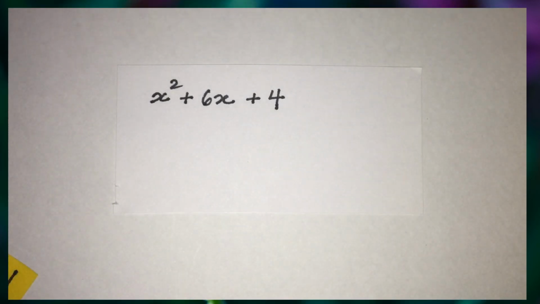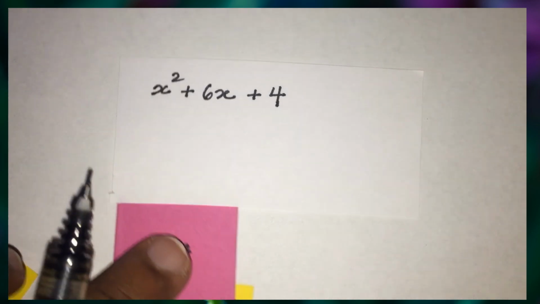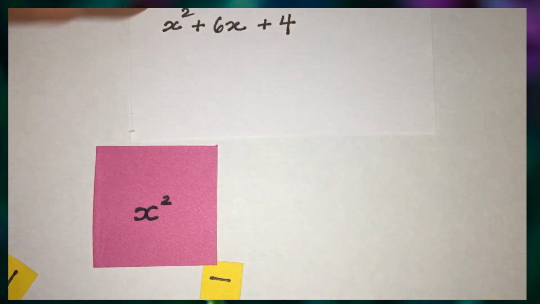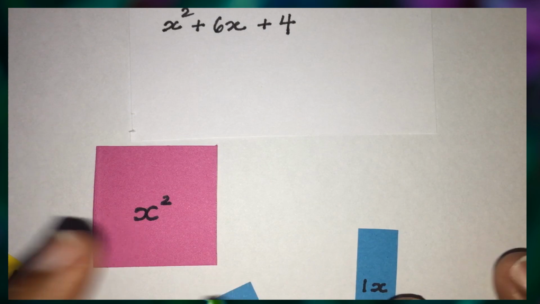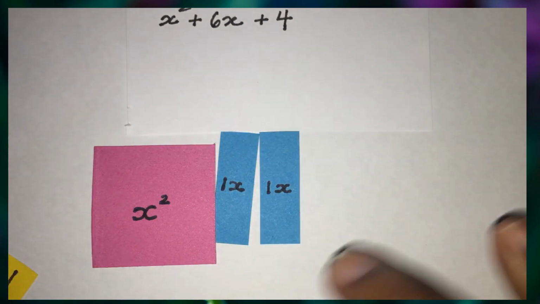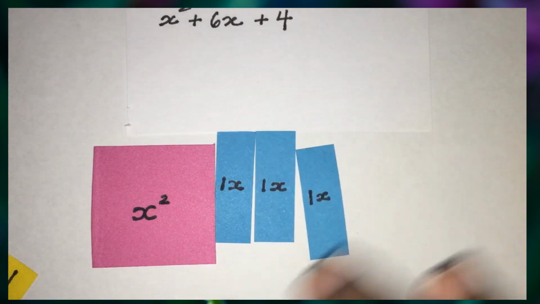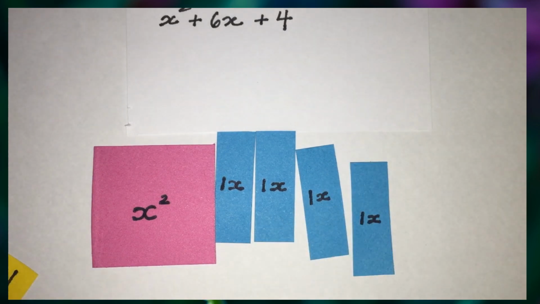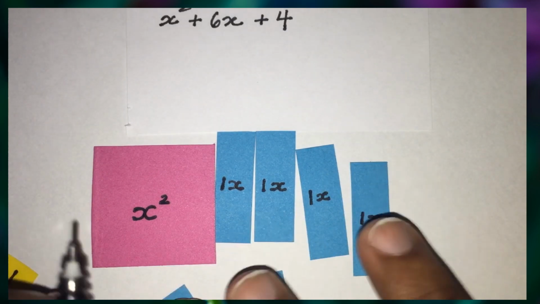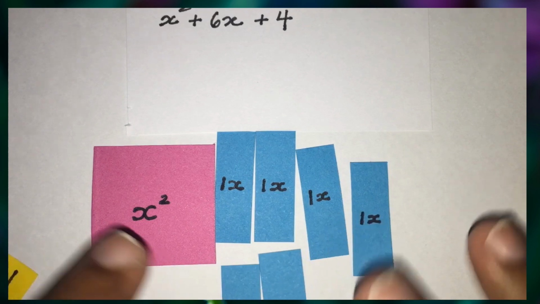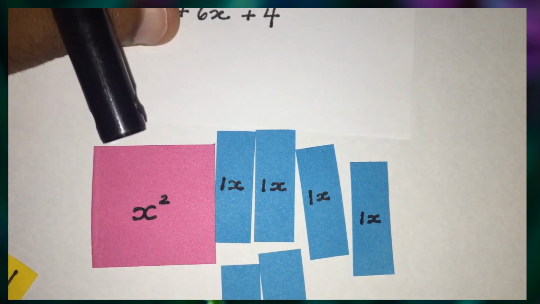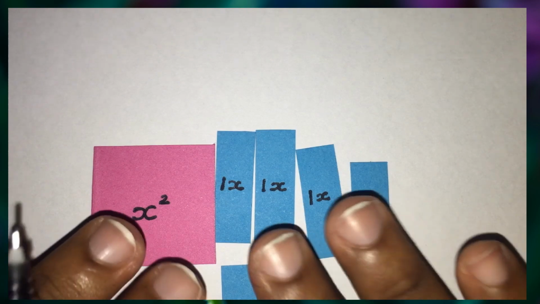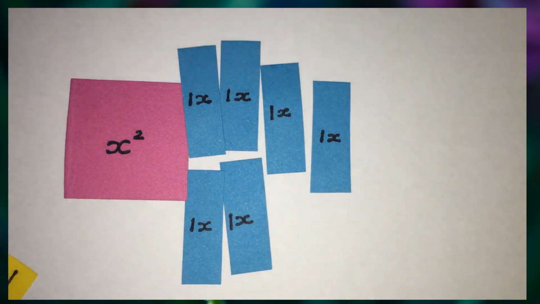We're going to try this one: x squared plus 6x plus 4. So x squared is this. I need 6 x's, so I need 1, 2, 3, 4, 5, and 6. Great. And then I'm going to also need 4 ones: 1, 2, 3, and 4. Great.